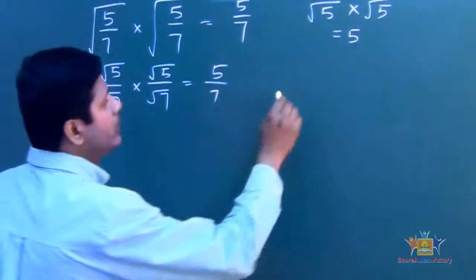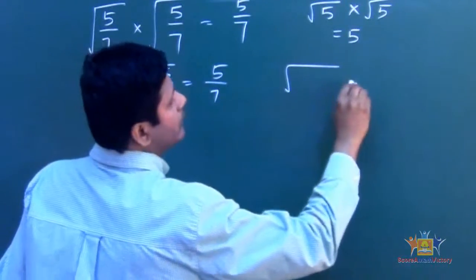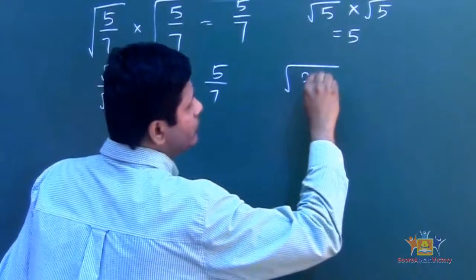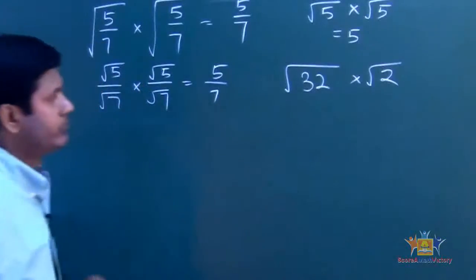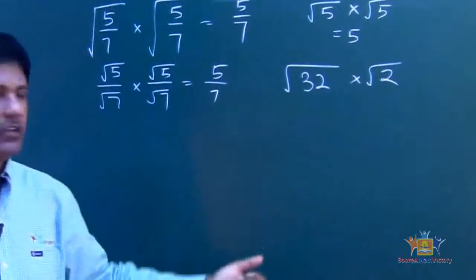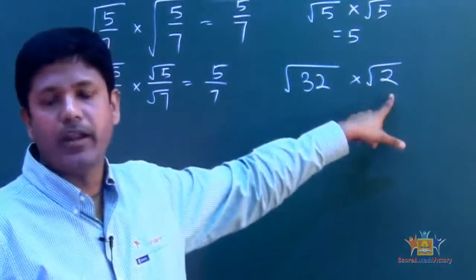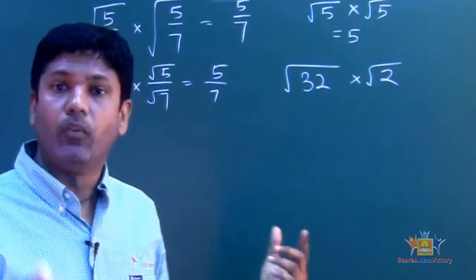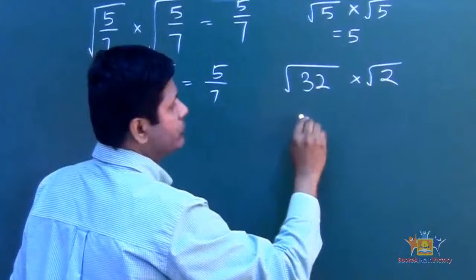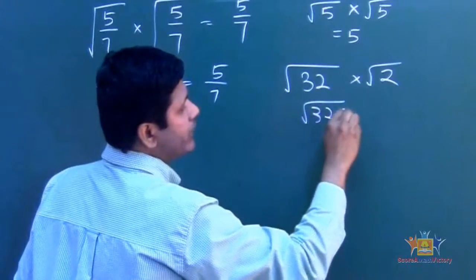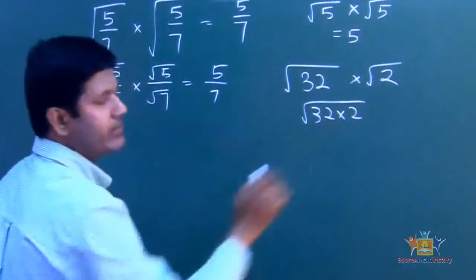Alright, let's say, for example, Mr. Mac gives you square root of 32 times square root of 2 and asks you to solve this. You say, well, Mr. Mac, these are not perfect squares. How am I going to solve it? Well, combine them. Square root of 32 times 2. Now solve it and see what that will be.